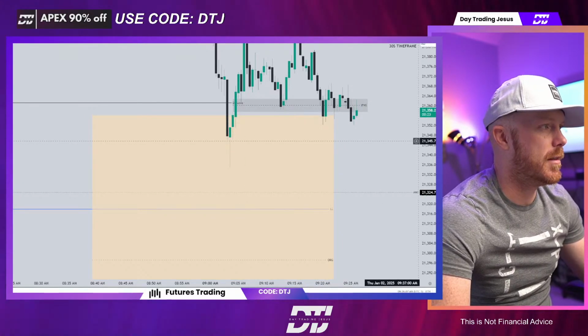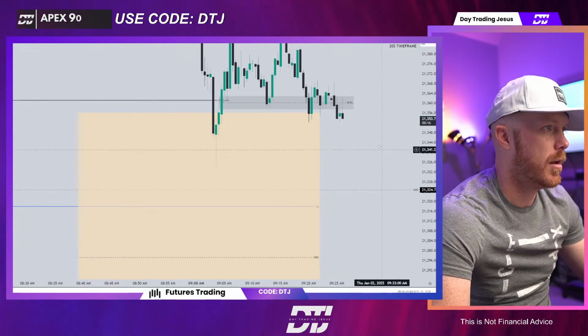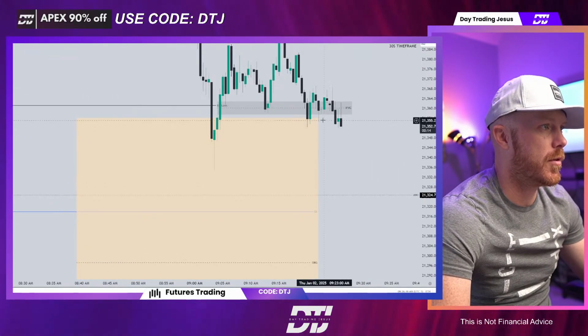I think what I'm seeing so far this morning, as long as we don't run any lows, I will take the 9:30 open or the 9:30 model.